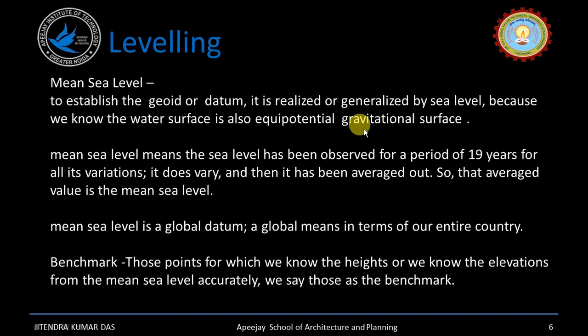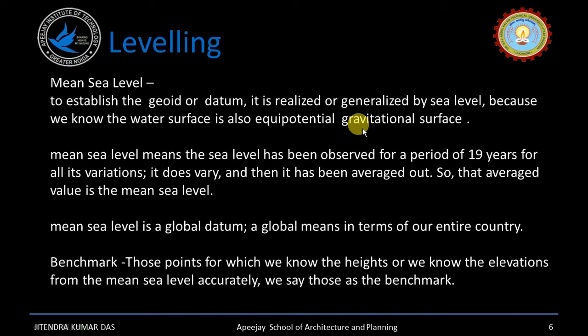So what can we do in that situation? Mean sea level means the sea level has been observed for a period of 19 years for all its variation. It does vary, and then it has been averaged out. The average value is the mean sea level. It is not a one-day value, it is a 19-year average value. Mean sea level is a global datum, and global means for the entire country, the entire globe.